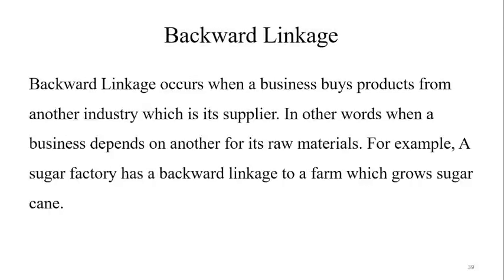And then the backward linkage now is when one business depends on another for its raw materials. So one business will buy products or raw materials from the other, which is its supplier. In other words, when a business depends on another for its raw materials. So for example, a sugar factory would have a backward linkage to a farm which grows sugarcane. Well, most sugar factories have backward linkages with their farm, because, you know, they have a farm.